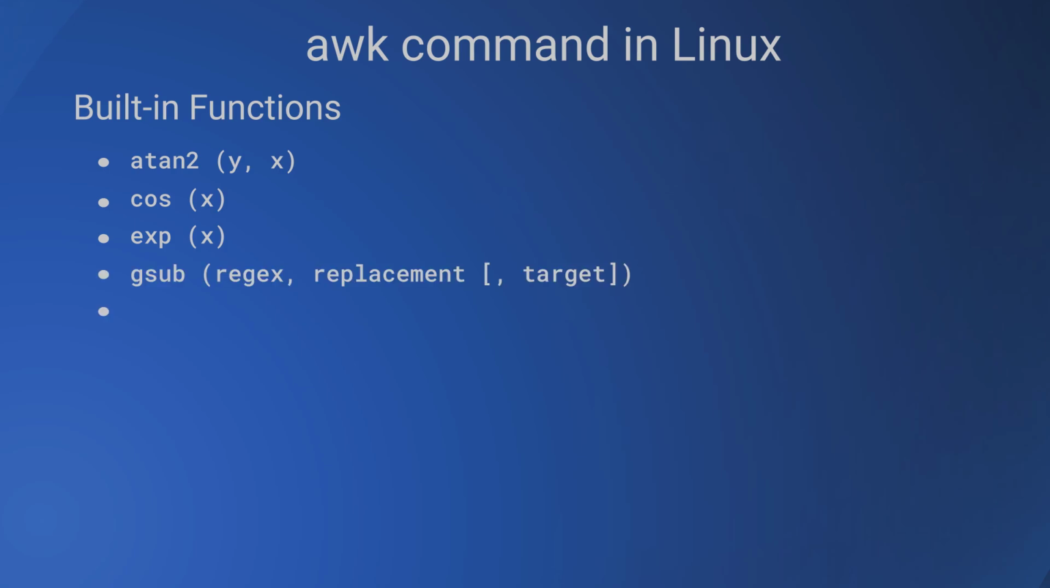gsub(regex, replacement, optional target). gsub is for global substitute function. The first parameter is a regular expression, regex, and the next parameter is the replacement string, and finally the optional target variable. gsub works on the contents of the target variable, and if target is not given, it works on $0, that is the entire line of input.